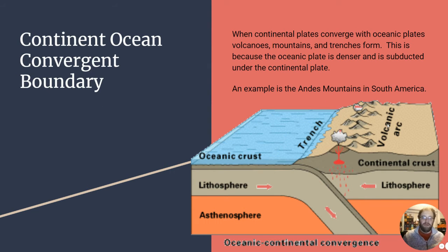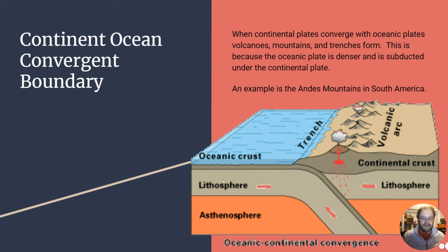When continents and oceans collide, something different happens. When they converge, the oceanic plates create volcanoes, mountains, and trenches. This is because the oceanic plate is denser, and so it gets subducted, which means it gets sucked underneath the lighter continental crust. So the Andes Mountains in South America is an example of this kind of plate boundary.